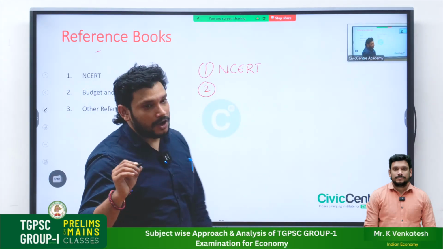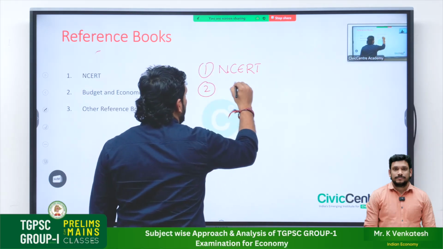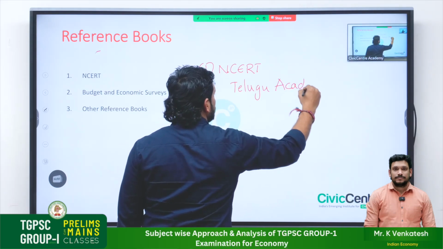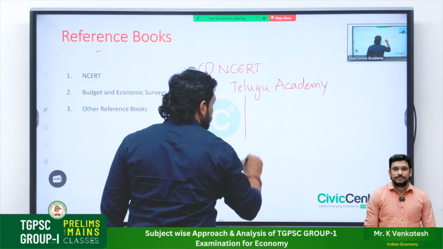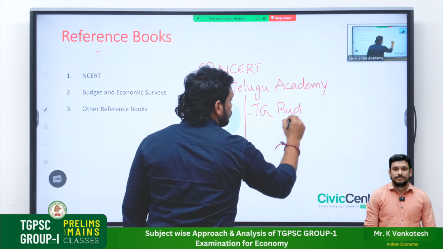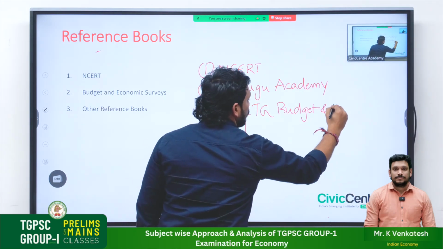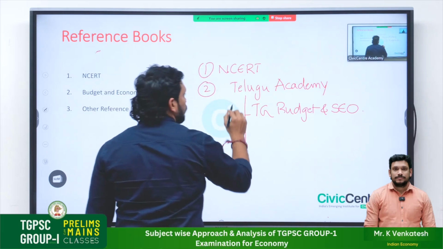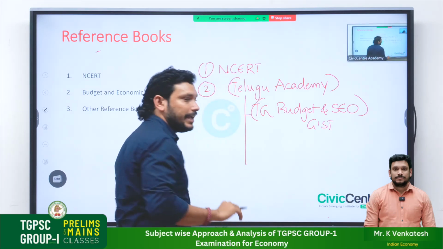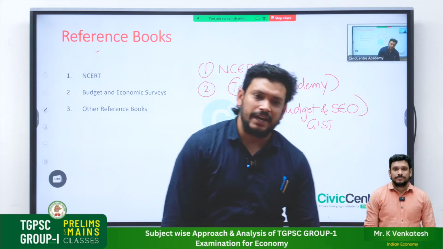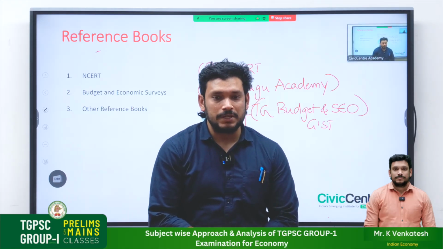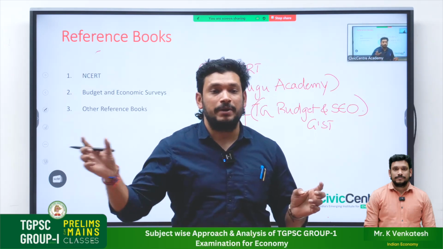Next, from the economic perspective, along with the Telugu Academy book for Telangana, there are two more important documents: the Telangana budget and the socio-economic outlook. So this Telugu Academy book and the Telangana budget and socio-economic outlook are enough for the entire 50 marks for the mains examination and 11 to 13 marks in the prelims examination. Why? Because most of the time you will be studying from a comparative perspective.